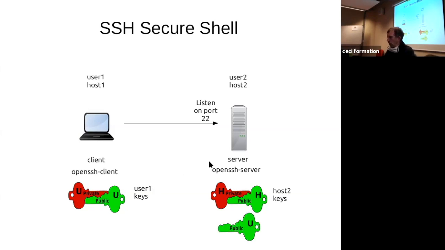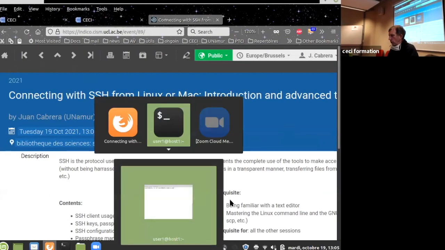To let the server know that you are the good user, it needs to have the public key of user 1. And the client must also know that he's connecting to the good server. For this, he needs the public key of the host. So I will show you an example here.